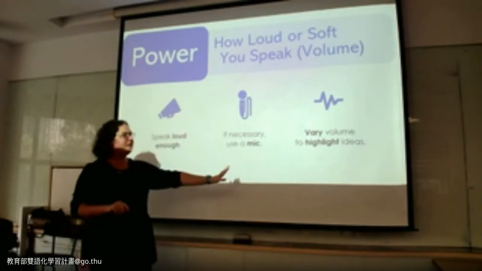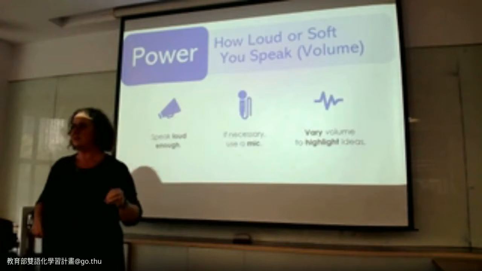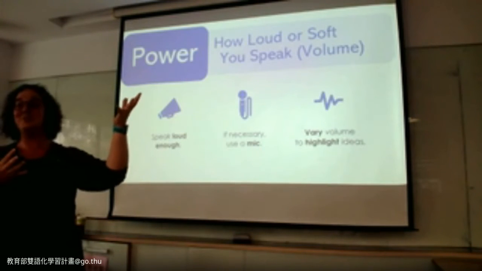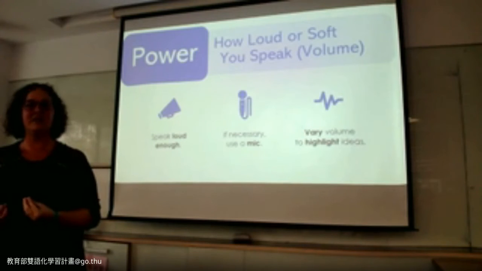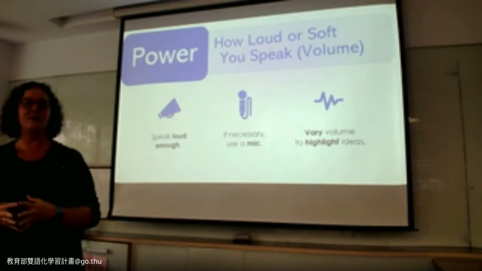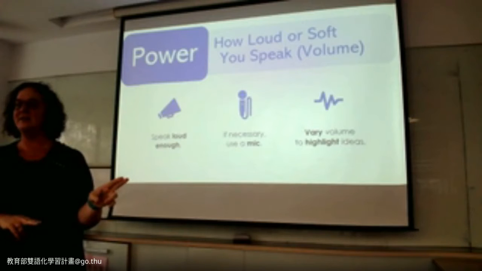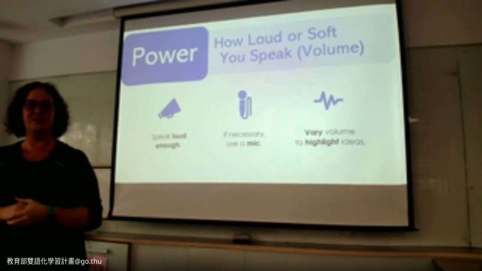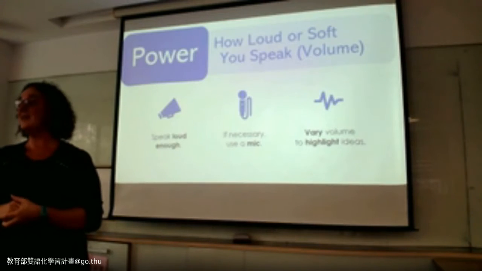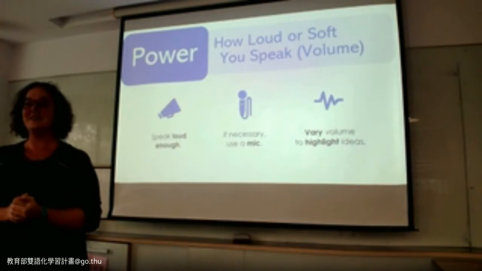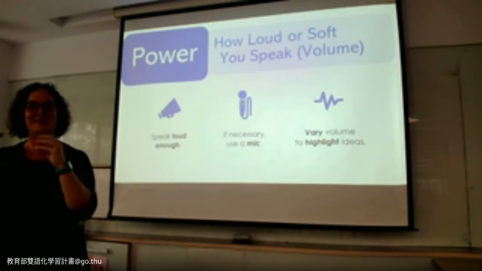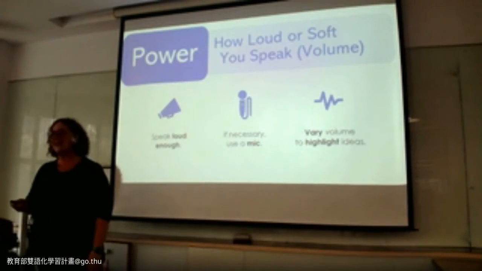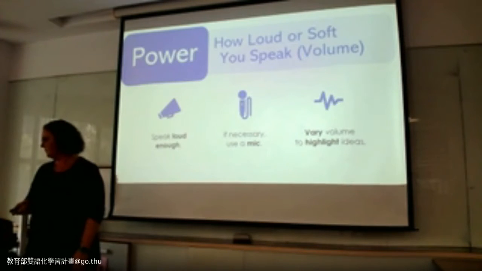But we also want to vary our volume to highlight ideas. When something is important, we can go louder. You can also pull it back and be soft to catch attention as well. Two weeks ago I was talking at a high school, and the teacher said, I use silence and quiet talking to get their attention. Like, when you can hear my voice, then I will continue. And she waits for them to come back down. So we use volume to highlight key points as well.